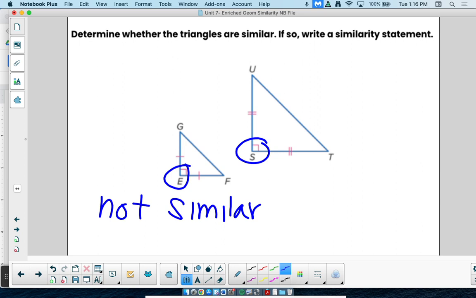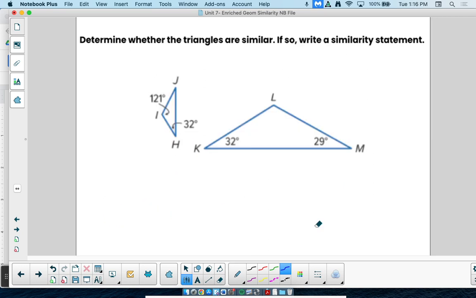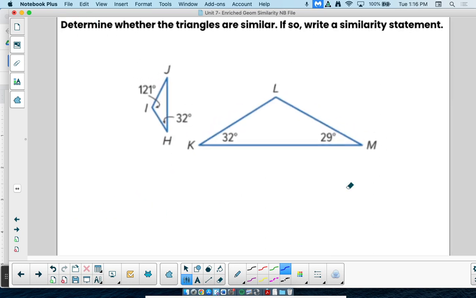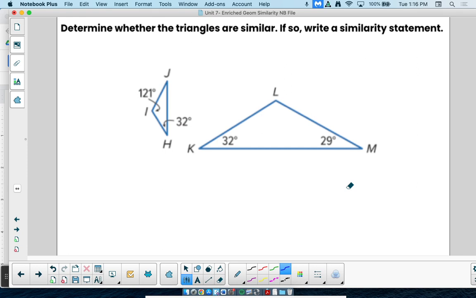You have to explain it. Not similar. What about this one? Let's look. They're not similar. How do you know? Because it's off. If you subtract 32 and 29 from 180, what do you get? 119. Does 119 match 121? No. Okay, you guys try the last two, then we'll compare.